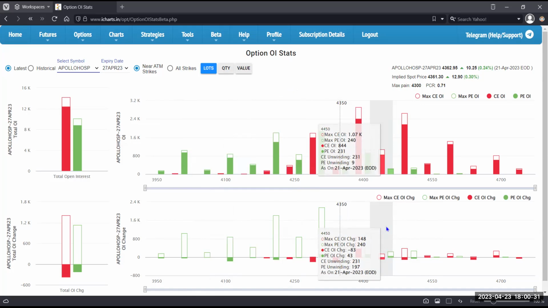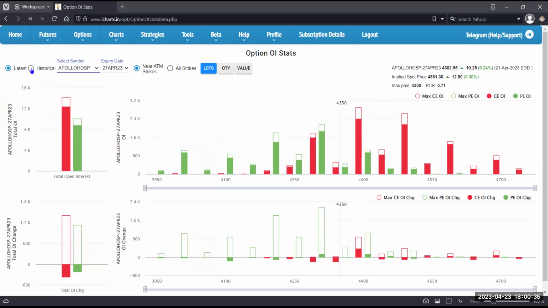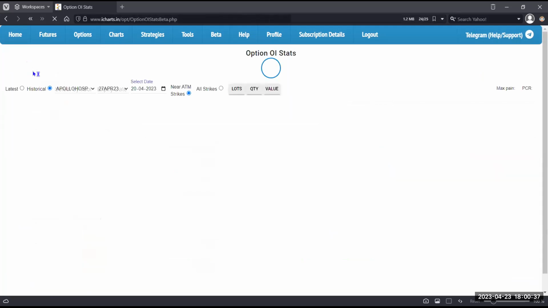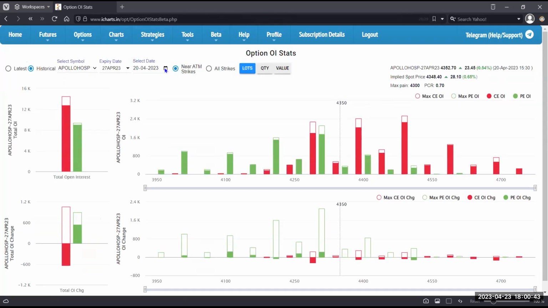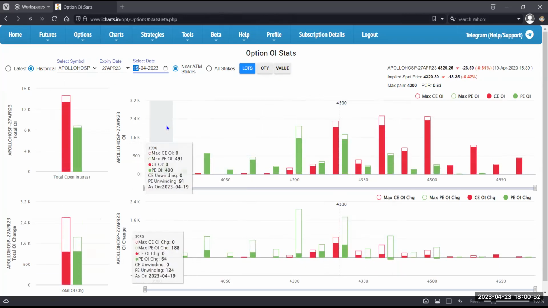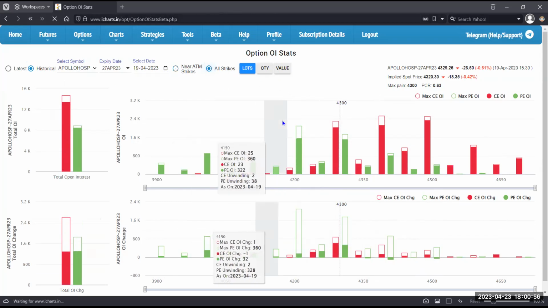So how can I see yesterday's max? Click on historical, and then select whatever date you want over here. Say suppose you want to check the 19th, and you'll see the 19th over here. So this is the 19th. So where is the highest? You'll have to see this.